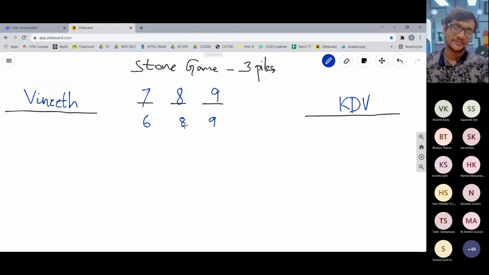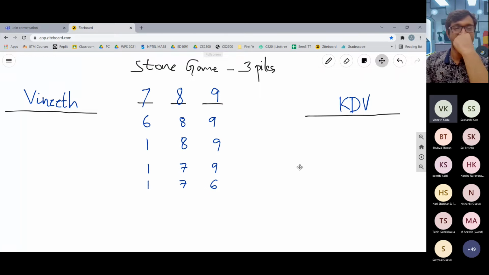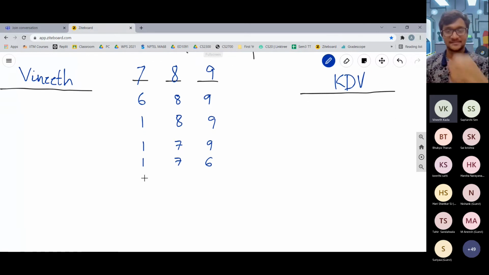Maybe I will make 6 to 1. 189. Then I'll make 8 to 7. 179, is it? Yeah. Make it 176. One five six. Okay, I think you got something in the technique. 154.